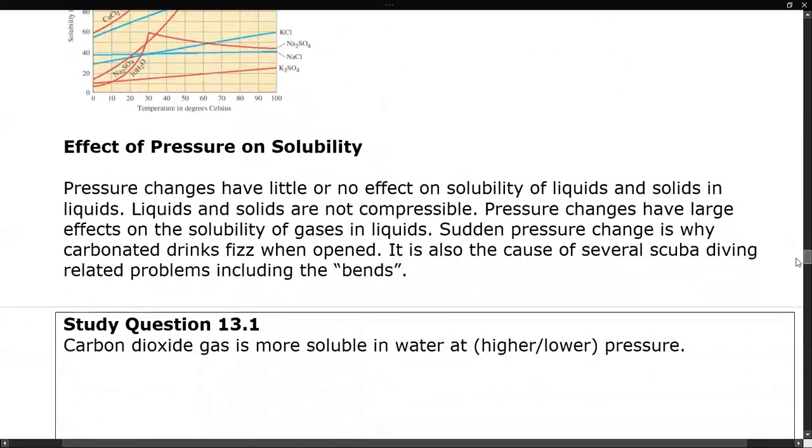If you've got carbon dioxide, pressure changes have little effect on the solubility of liquids and solids, but if you're talking about a gas, you're going to be able to dissolve more, like forming a carbonated beverage, dissolving it at pressure. You open it and it goes psh, and it fizzes. That's because the pressure is being released and gas is escaping the solution.